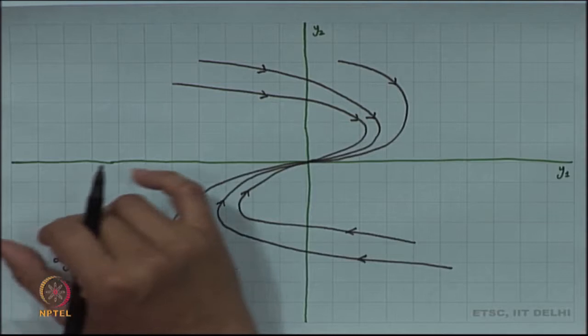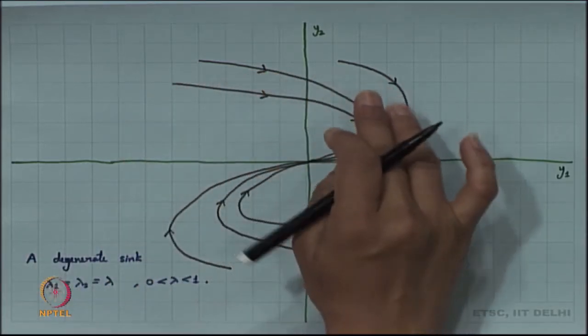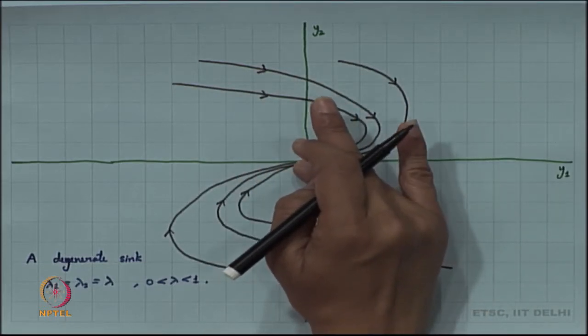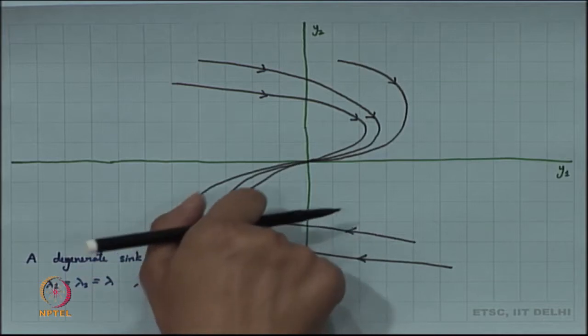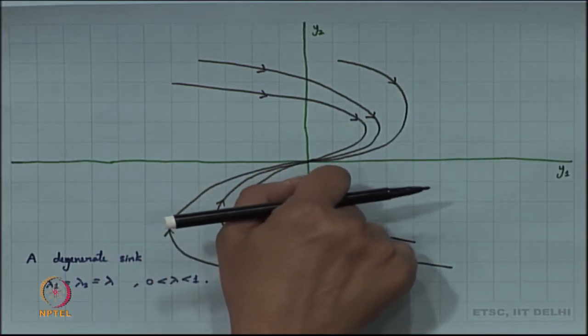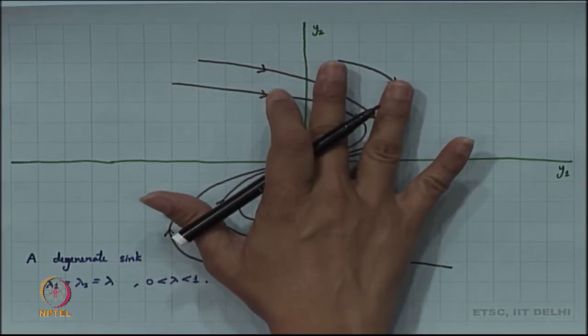So, this is y1, and if we try to see what happens to the orbit, any orbit is first asymptotic to y1 and then it is converging to 0. So, start with any orbit, it is going to be converging to the x axis and then it is converging to the origin. So, this is basically a degenerate sink.